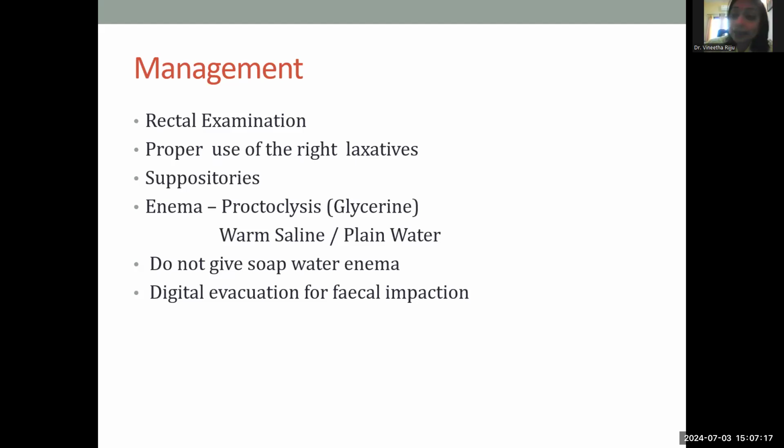Proctolysis, glycerin enemas can be given. Warm saline enemas, plain water.